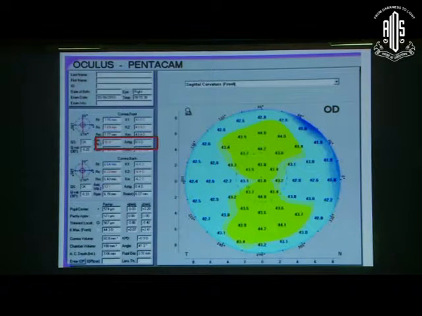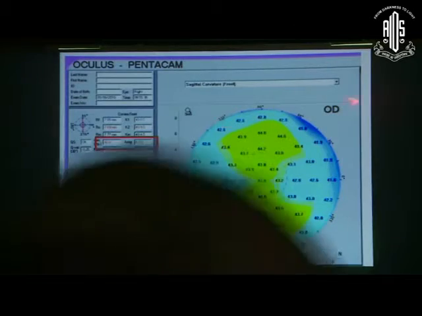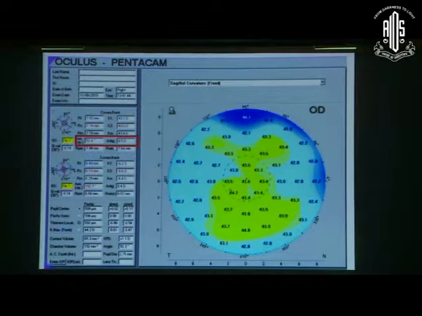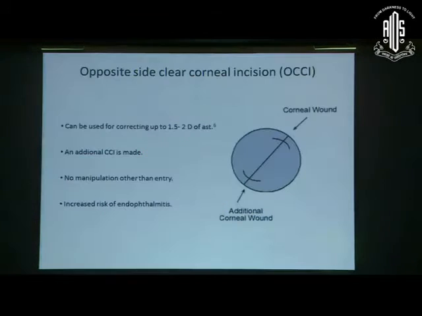So this is a topography of a patient which had about 0.9 diopter of astigmatism at almost 90 degrees. And you made a superior incision here. Post-operatively, the patient was left with 0.5 diopter of astigmatism, as I had said. Again, opposite side clear corneal incisions or OCCIs, these can be used to correct up to 1.5 to 2 diopters of astigmatism. Here, an additional corneal incision is made in the opposite end of the steep axis. There is no manipulation in the entry, they just make the entry and leave it.